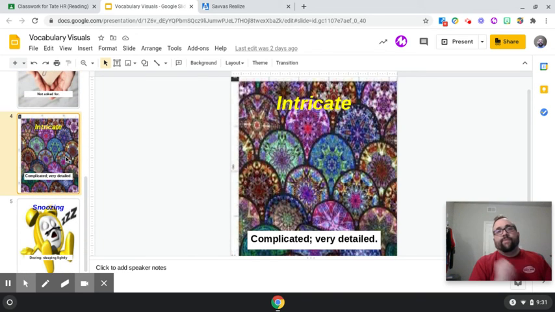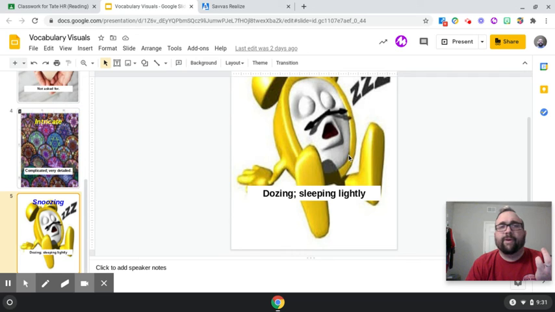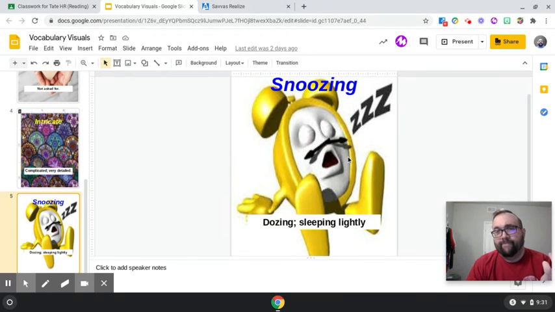Okay. So, intricate. Yellow was the best color I could come up with. Intricate. Complicated. Very detailed. Look at those patterns. They're very detailed, right? And then this one we all know and love. Snoozing. Dozing. Sleeping lightly. You take a nap. A siesta. You just kind of lean back and... Okay, snooze over. So, these are the vocabulary words you will see today. You can look at these as long as you need to. You can leave this up while you're reading.